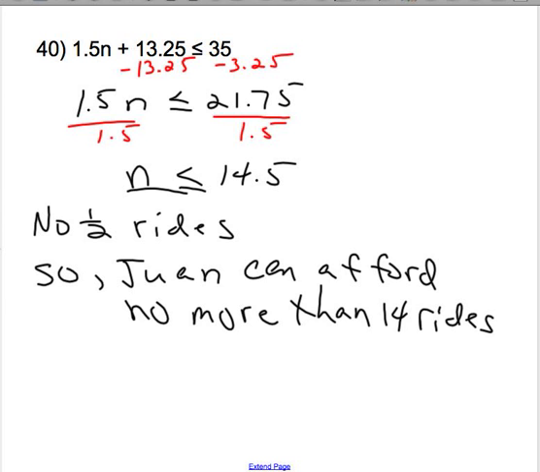So when we say n is less than or equal to 14.5, because of the story problem of riding amusement rides in a state fair, we only want to deal with whole numbers. And the next whole number in our solution set would be 14.